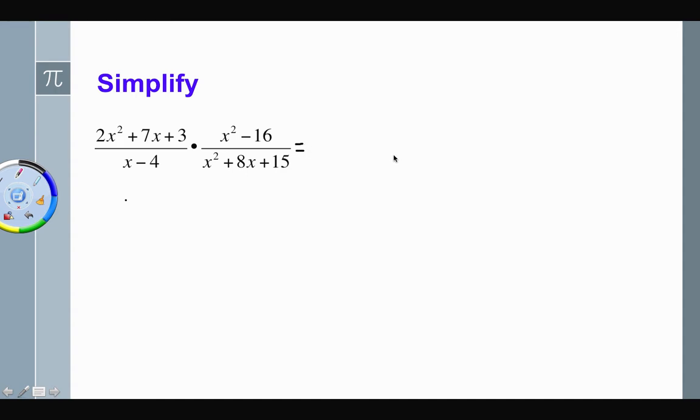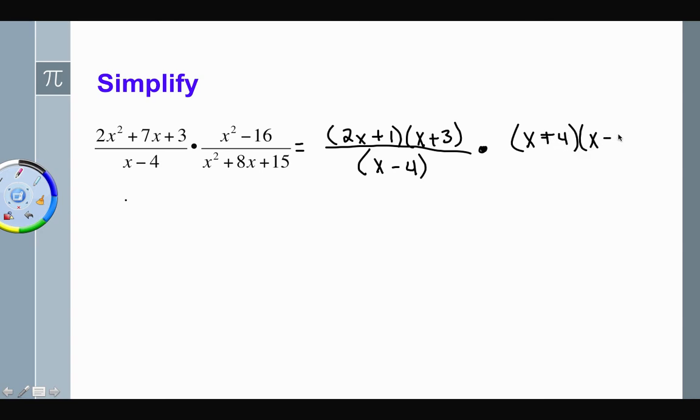Now, the process is exactly the same. We still need to factor everything. So I'm going to factor the first fraction. That first fraction is 2x plus 1 and x plus 3. That should get me the 7 in the middle. The bottom, x minus 4, just stays as x minus 4. It's the only thing there. X squared minus 16 is x plus 4 and x minus 4.